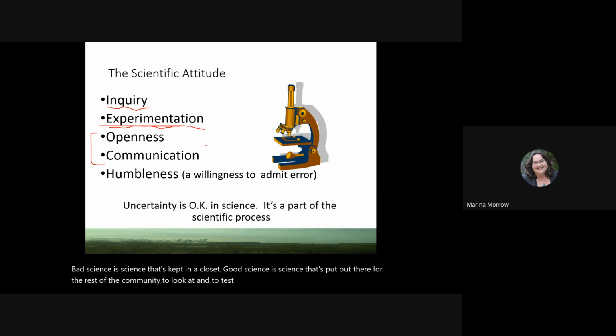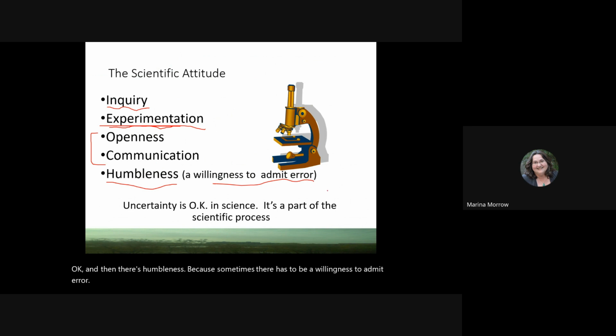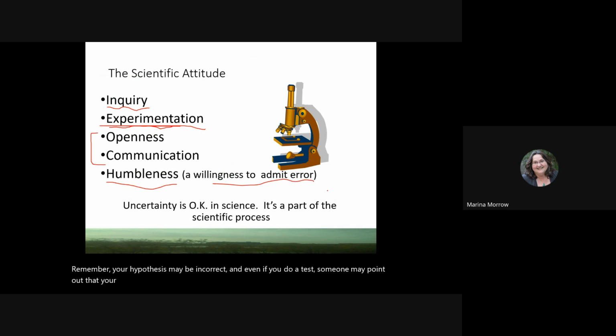It's very important in science to have ideas retested by many people. Okay, and then there's humbleness, because sometimes there has to be a willingness to admit error. Remember, your hypothesis may be incorrect. And even if you do a test, someone may point out that your test wasn't correct either. Well, that's part of the scientific process.